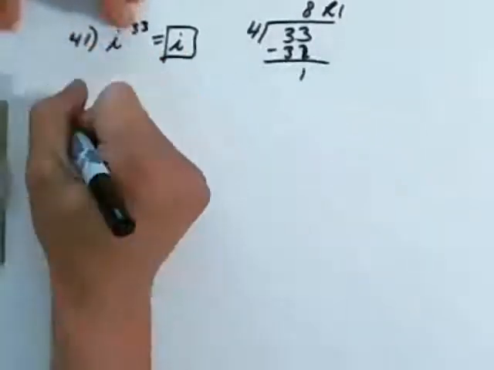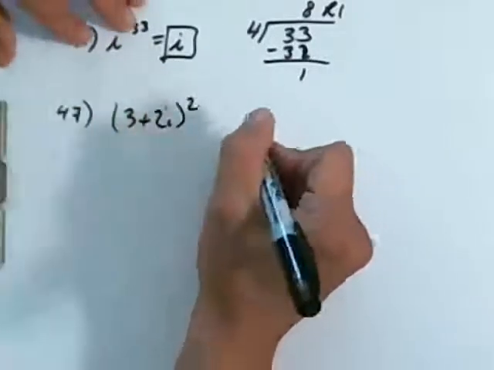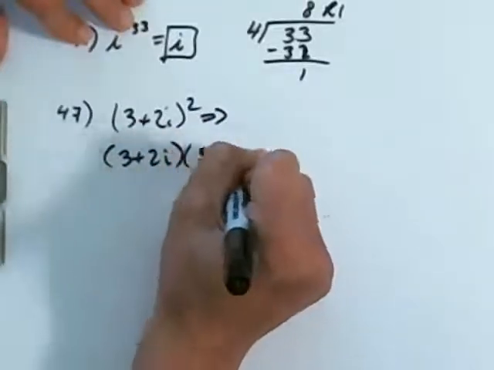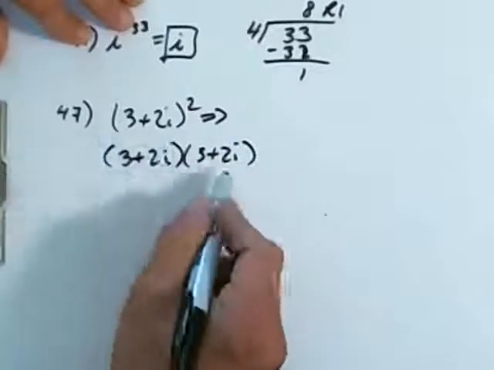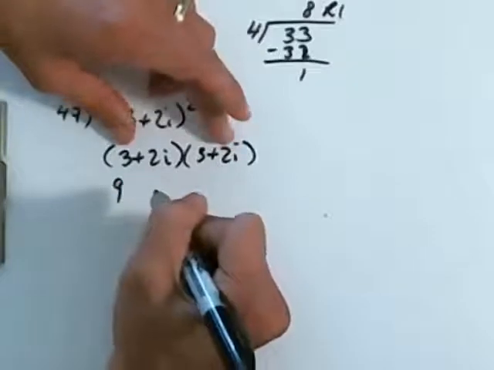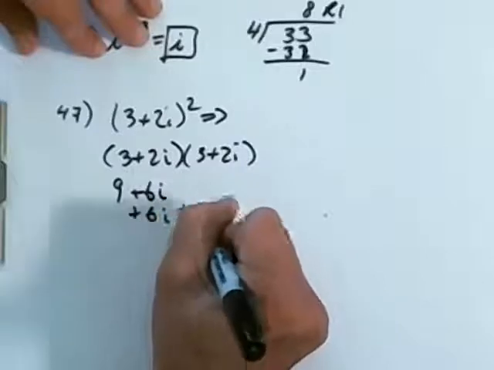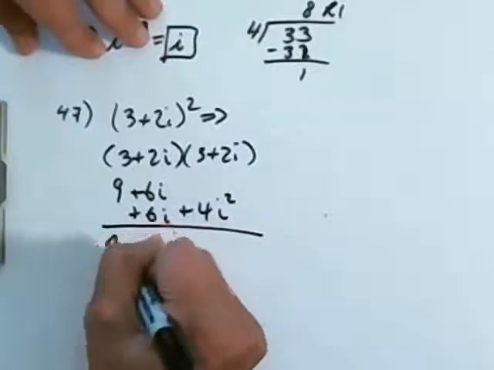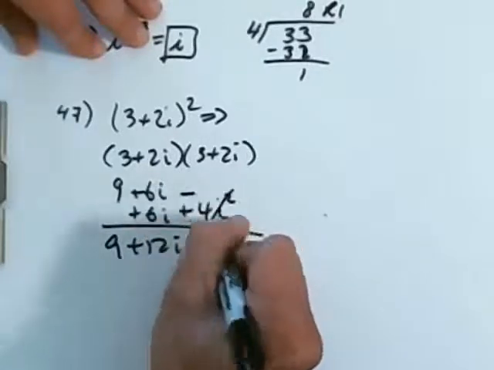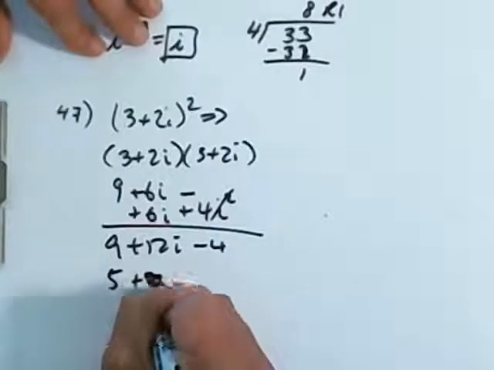Let's try 47. Nice problem. 3 plus 2i squared. You want to distribute that out. It's the same thing as 3 plus 2i times 3 plus 2i. Distribute, write it out so that you can actually see what's going on too. 3 times 3 is 9. 3 times 2i is plus 6i, plus another 6i, plus 4i squared. You get 9 plus 12i, minus 4, because i squared is negative, right? Get rid of your i's. 9 minus 4 is 5 plus 12i.